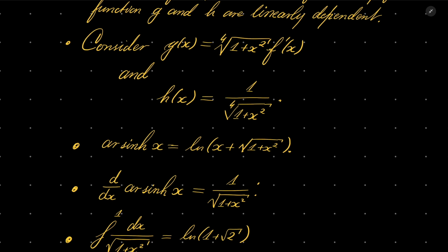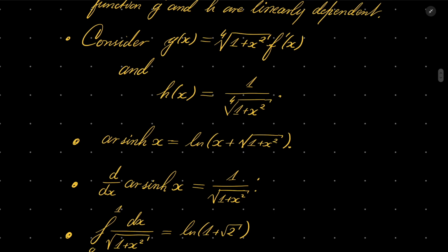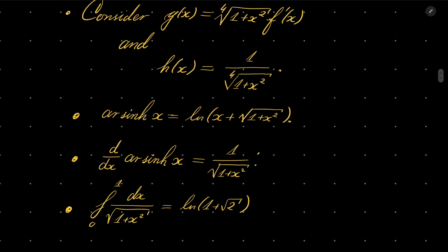There is a function called the area hyperbolic sine. It's the inverse of the hyperbolic sine, which can be given by this formula: the natural log of x plus the square root of 1 plus x squared. Its derivative is 1 over the square root of 1 plus x squared. We'll also use the fact that the integral from 0 to 1 of 1 over the square root of 1 plus x squared dx equals the natural log of 1 plus the square root of 2. We'll give this problem a try and I will see you in a minute.